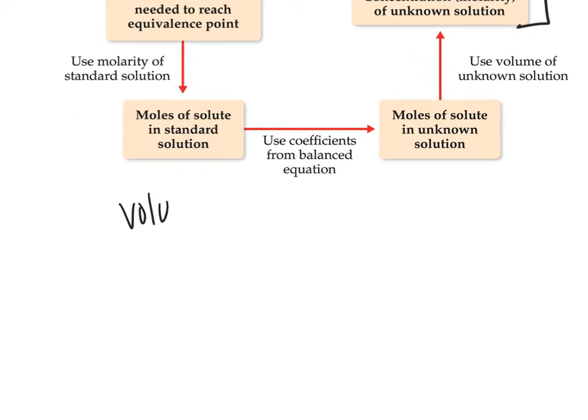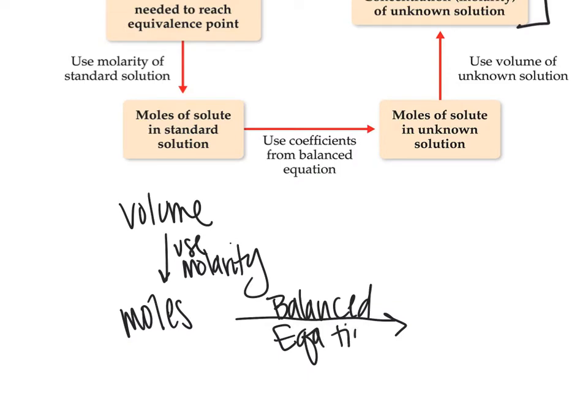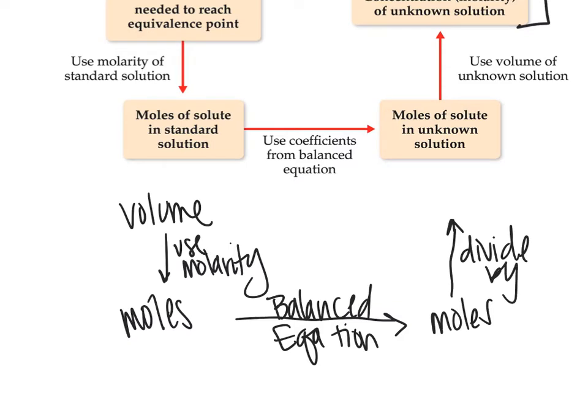So if we have a volume, we're going to use molarity to determine the moles. Then we're going to use the balanced equation to determine the moles, and then divide by volume to find molarity of unknown. So all of this is to tell us that we can do these complex titration questions.